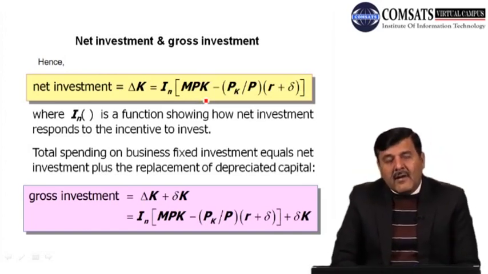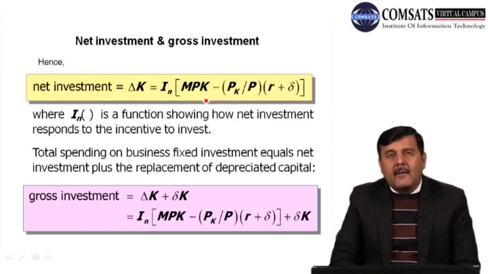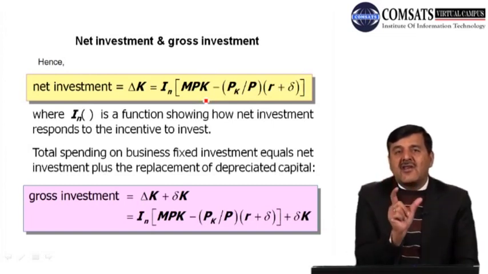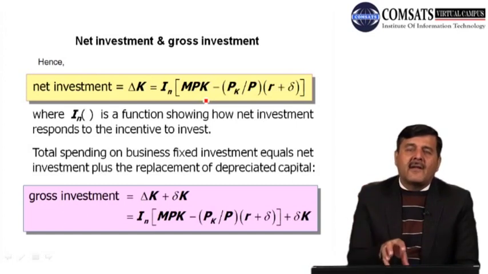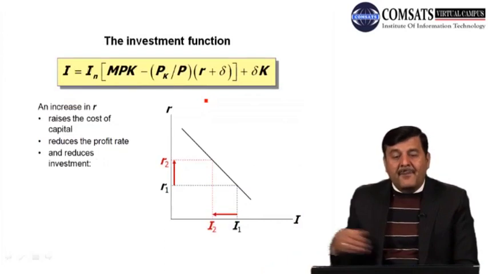So gross investment is equal to the change in capital, which is the net investment, plus depreciation. The change in capital is the net investment, I_N, within brackets (MPK minus PK over K) times (R plus delta), bracket close, plus depreciation. If we add up the change in capital, which is the net investment, and add the depreciation of capital, this will give us the gross investment in the economy.